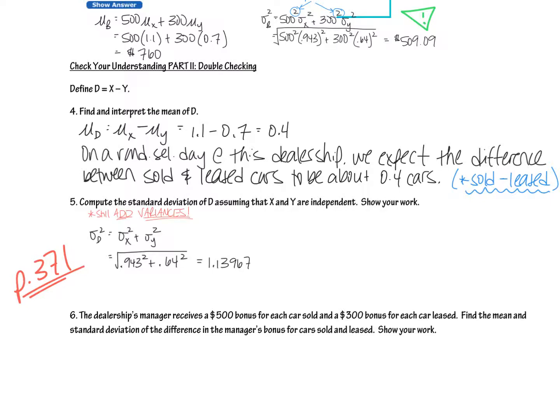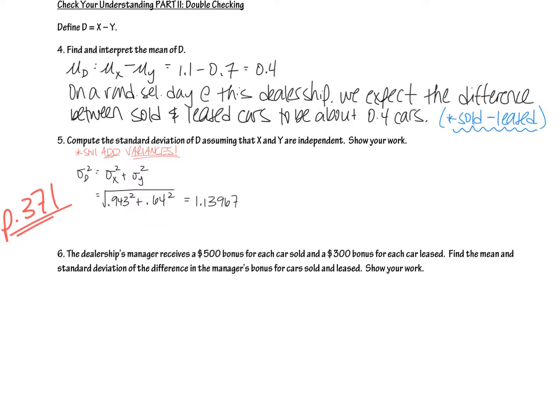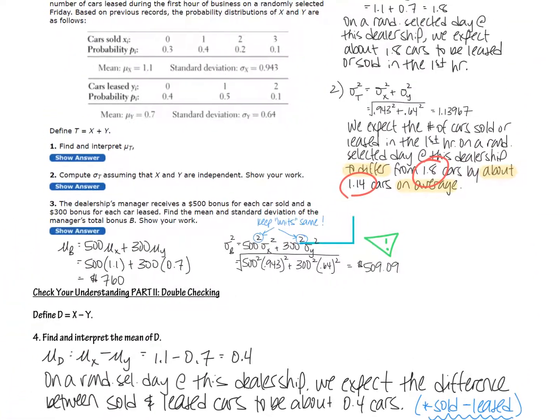So the last part just says this dealership's manager, again, we've got a $500 bonus and a $300 bonus for sold and leased respectively. Find the mean and standard deviation of the difference. So I'm curious, can you think to yourself if anything is going to be the same as what we did up here? Or what's going to be different? This is almost the exact same problem, except here we added together and now we're subtracting. So look at step number 3 with all these bonuses. What is the only difference that we're going to have here?